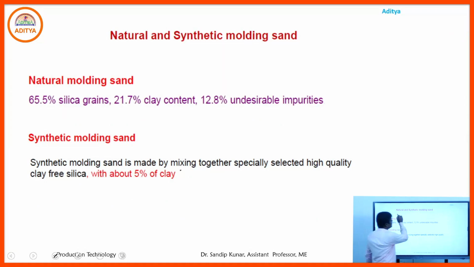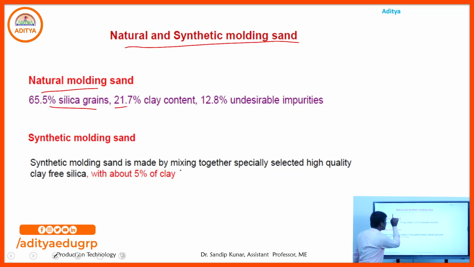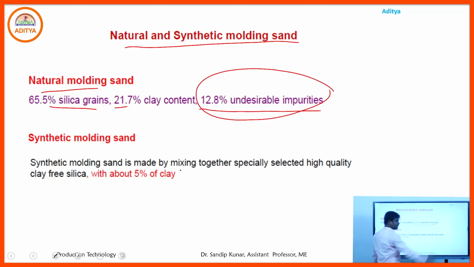Now, what is natural and what is synthetic molding sand? In case of natural sand, it has 65.5% silica grain which is available in nature, another 21.7% clay content, and 12.8% undesirable impurities that are mixed into the natural molding sand. So whenever we use that sand, we always try to remove the undesirable impurities, which may deteriorate the quality of the product.